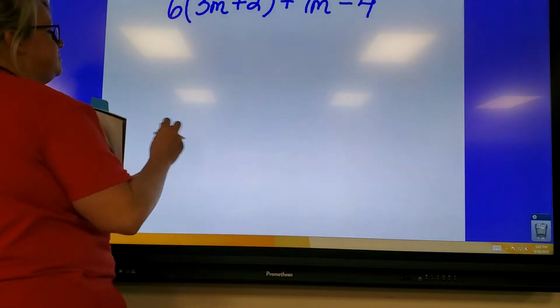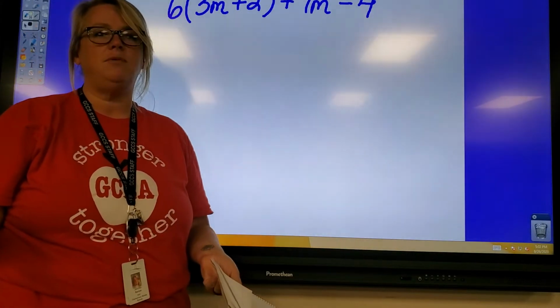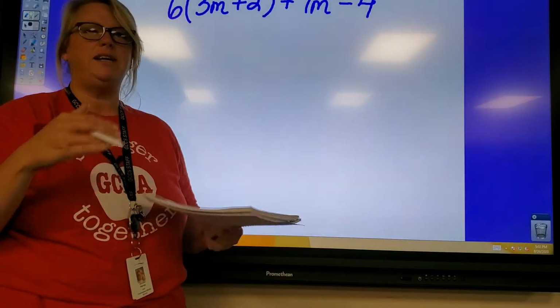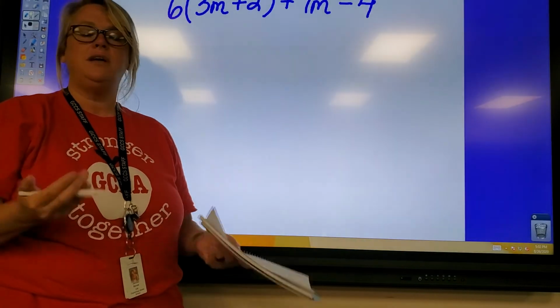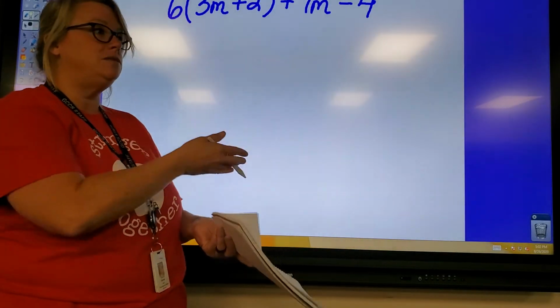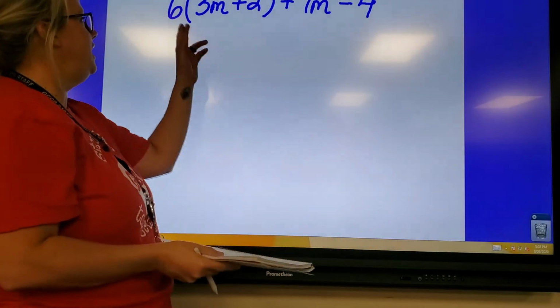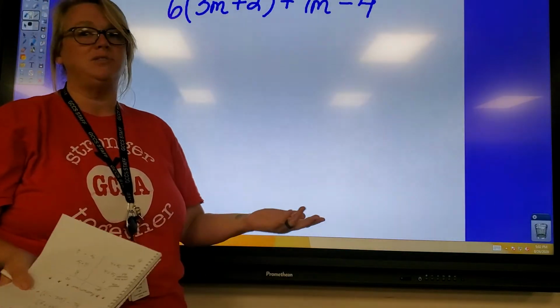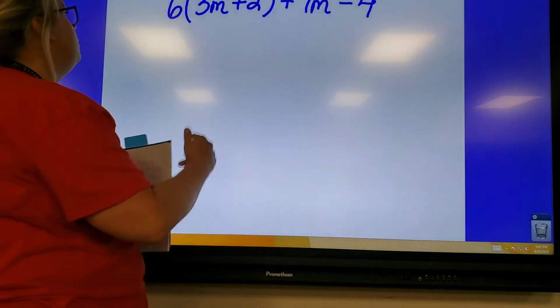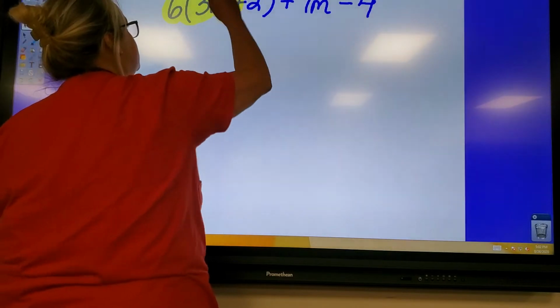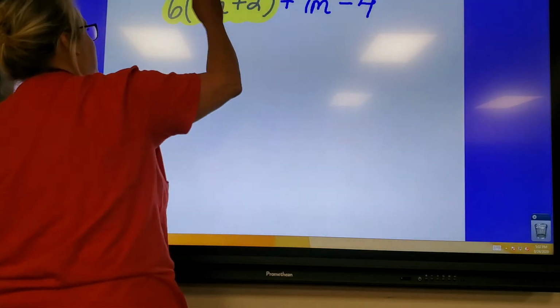Okay, hopefully you noticed first thing that there are parentheses in this problem. Your brain is already kind of trained to think, oh, parentheses first. That's going to help you. That's based on order of operations. Now we can't do what's inside of the parentheses because we can't do 3m plus 2. But what we can do is we can distribute, just like we did the other day in class.